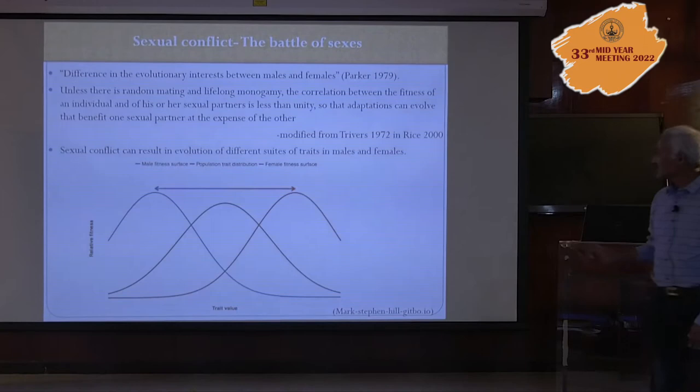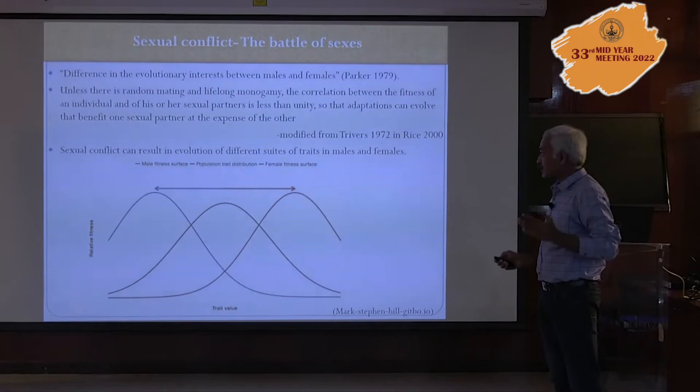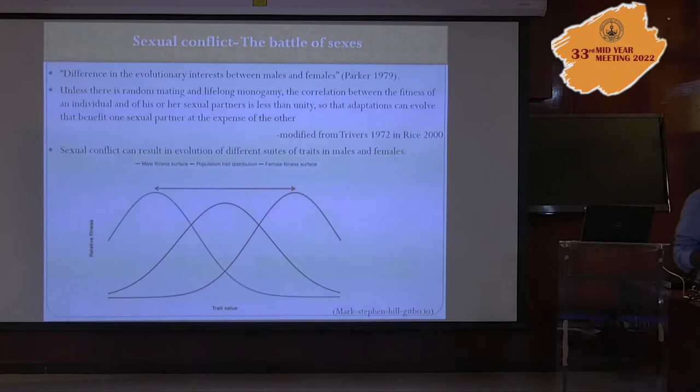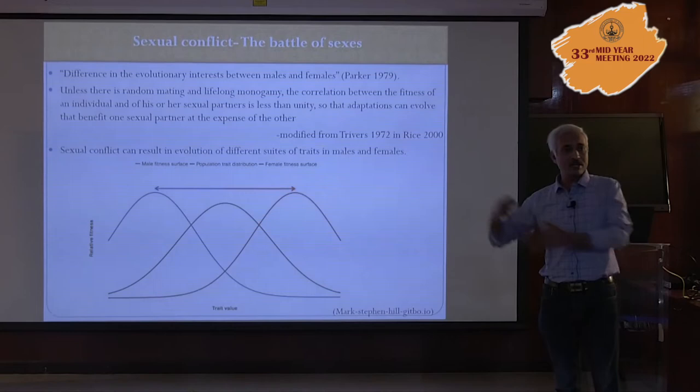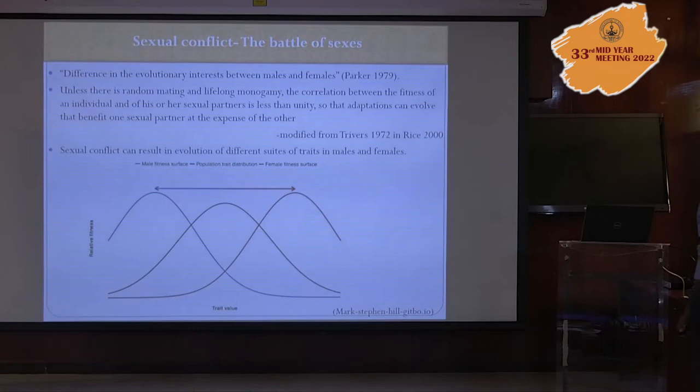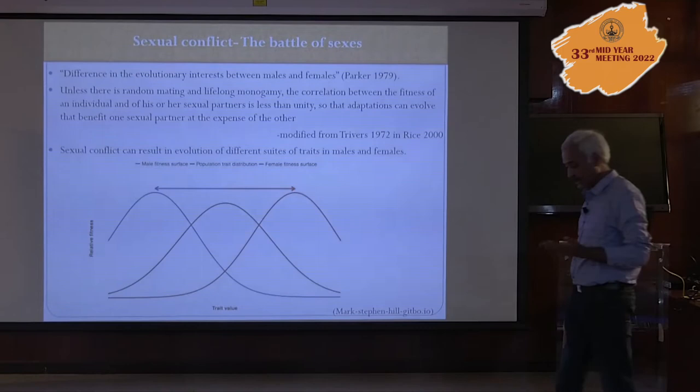Now, Trivers defines this beautifully. He says that, look, if there is no random mating and lifelong monogamy, then the evolutionary interests of males and females can be different, such that males and females can evolve characters that increase their own fitness, but at the cost of the fitness of the other sex. A classic example of this is mating rate in species like the fruit fly, Drosophila melanogaster. You can show experimentally in Drosophila melanogaster, males will increase their fitness.